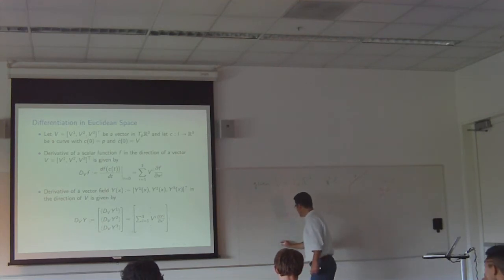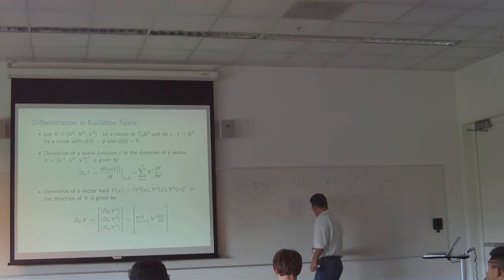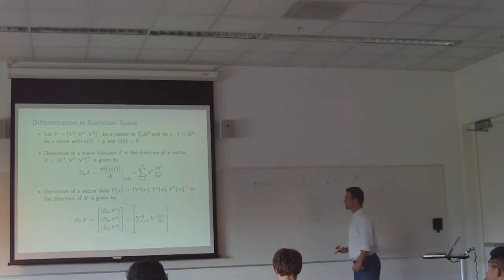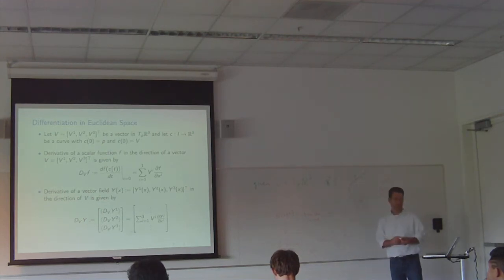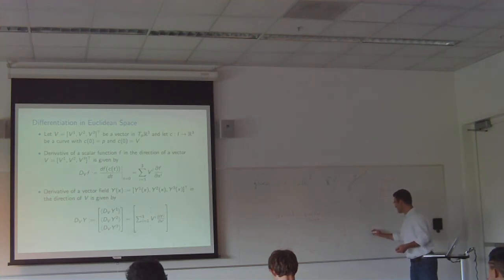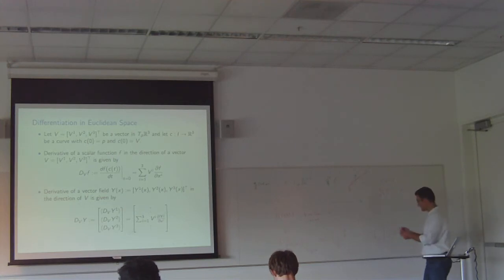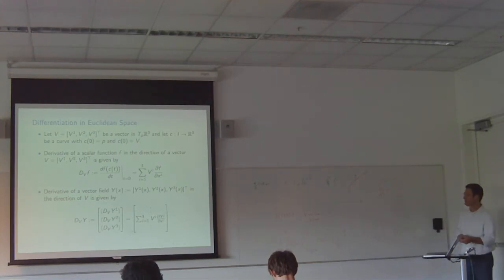And then what you do is you take the derivative, f of c of t, and you go to the point of interest, namely t is equal to 0, and this is your definition of the derivative in the direction v of the function f. Another way of saying this is it's the derivative matrix of f transpose times the vector v. That's just another way of writing this formula down.